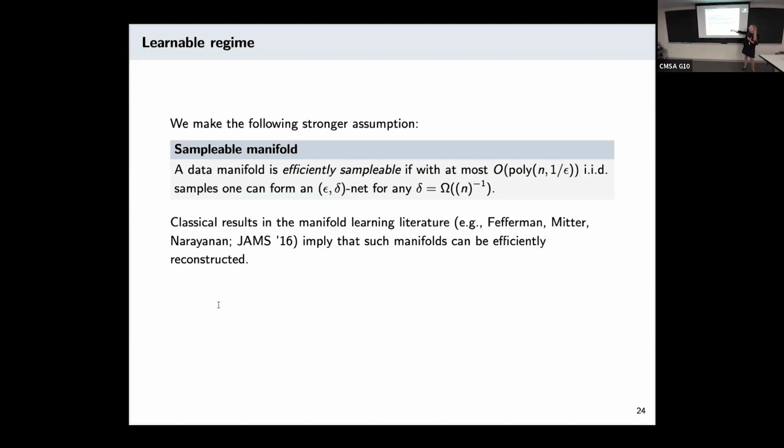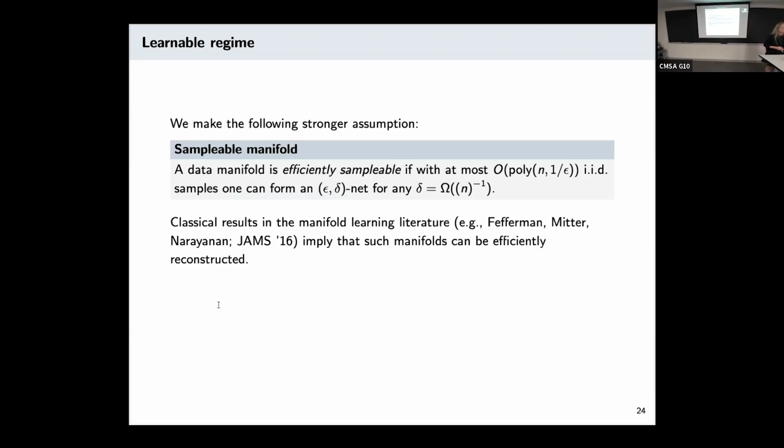For instance, this paper that is cited here by Fefferman, Mitter, and Narayanan looks at when we can fit a manifold to data, and what the sample complexity of this problem is. So there you need this assumption. There's work on manifold learning algorithms, such as Isomap, for instance, that also makes similar assumptions, and it shows that this is a necessary condition for being able to find a good reconstruction of the manifold. So this is not as abstract as one might think.